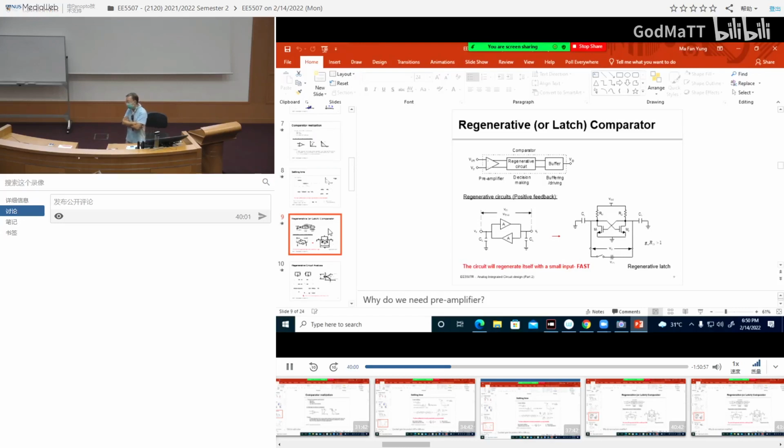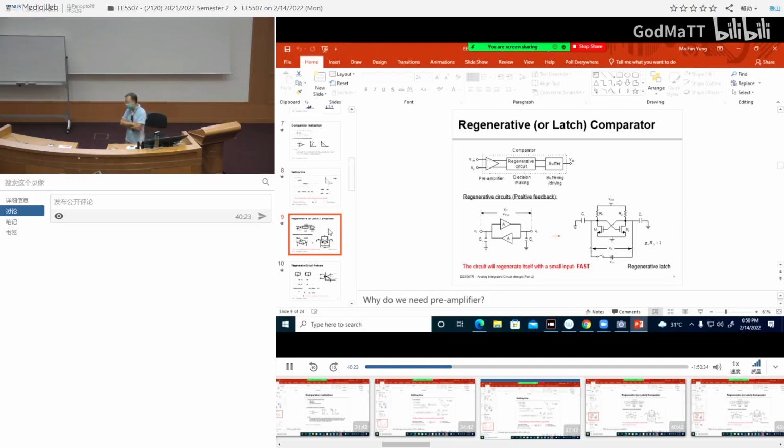So that was the first idea: let's use the op-amp as a comparator. Now we come to a different way to implement it, what we call a regenerative or latch comparator, or what some people call a positive feedback comparator.